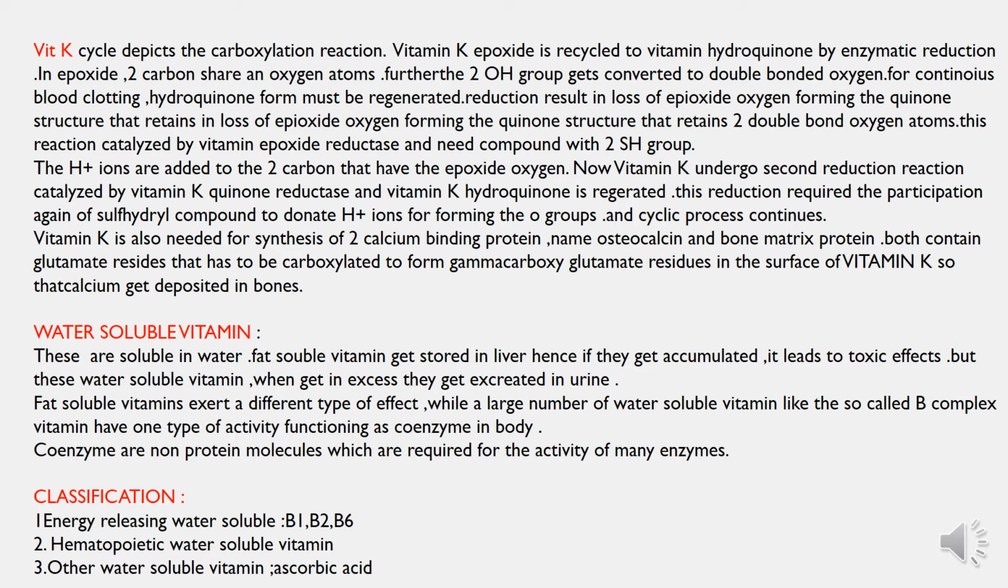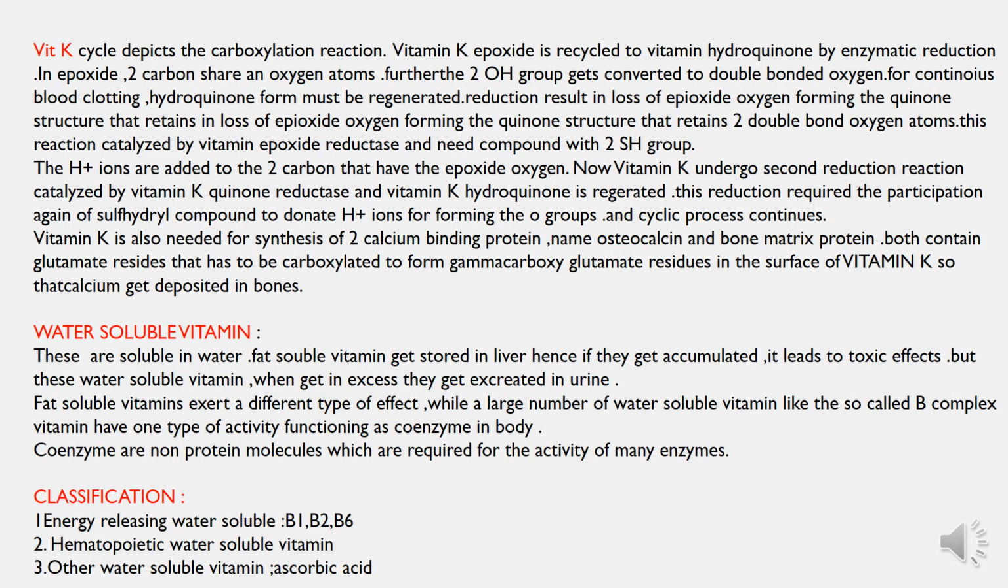Water soluble vitamins. These are soluble in water. Fat soluble vitamins get stored in the liver and hence if they accumulate it leads to toxic effects. But when water soluble vitamins are in excess, they get excreted in urine. Fat soluble vitamins exert a different type of effect, while a large number of water soluble vitamins, like the so-called vitamin B complex vitamins, have one type of activity, functioning as coenzymes in the body. Coenzymes are non-protein molecules that are required for activity of many enzymes.